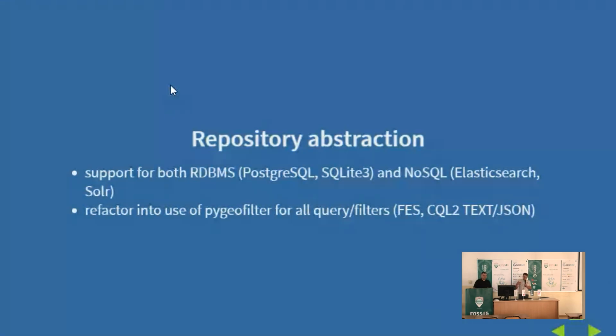So on the back end, we're really working to have an abstraction of the backend repository. Up till now, we were quite tied to Postgres and SQLite, but we aim to abstract that so we can also support different kinds of backends, such as Elasticsearch and Solr and others. That requires quite a bit of refactoring, and most of that work already happened because we benefit from the pygeofilter module, which had that abstraction available since recently.